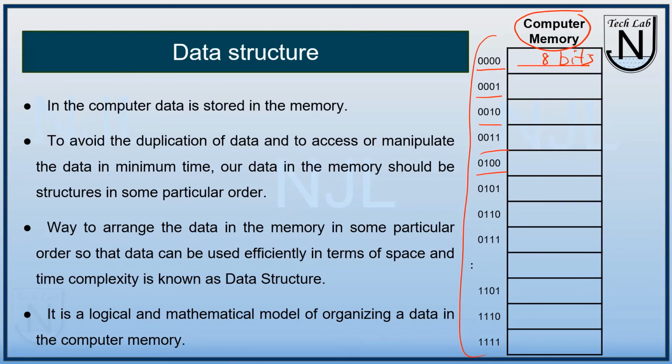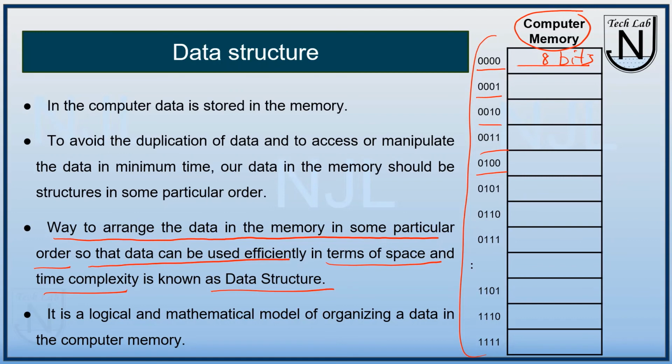So the way to arrange the data in the memory in some particular order so that data can be used efficiently in terms of space and time complexity is known as data structure. So overall, we just need to structure the data, and when we say structuring of the data, it depends on the application. Like if I want to search, then I can arrange the data in increasing order or decreasing order. So it depends on the application.